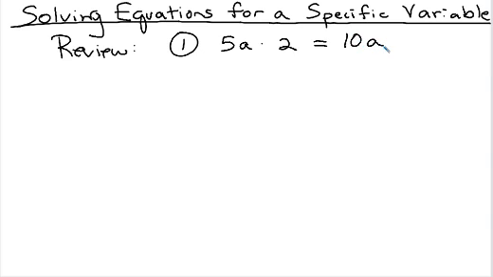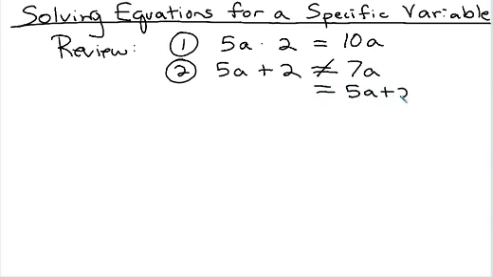All right, that is kind of a normal algebra step. But if I were to have 5a plus 2, 5a plus 2 is not 7a. 5a plus 2 is just 5a plus 2. All right, it's not 7a. So you just have to remember what we know about combining like terms. We're going to need that today.